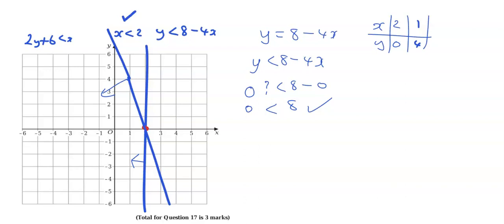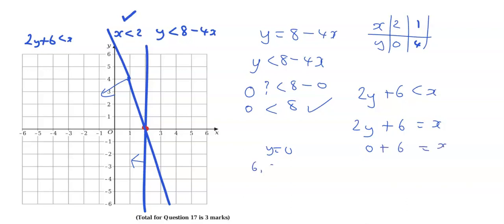And the last one I have to deal with is, I beg your pardon, 2y plus 6 is less than x. So we deal with the corresponding equation, 2y plus 6 equals x. So I can put in a value for y equals 0, 0 plus 6 equals x, and so the point 6, 0 is on this line, which is there.